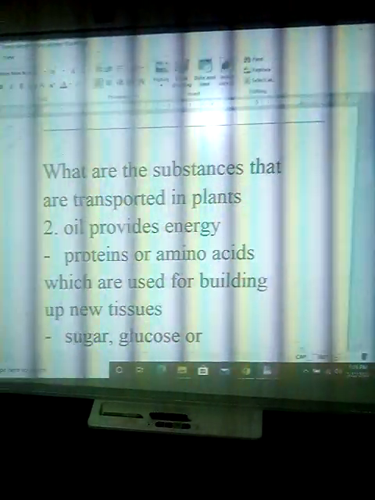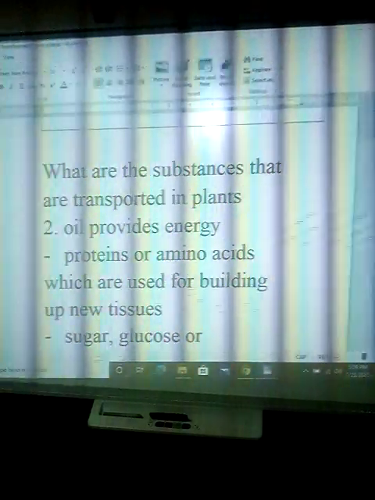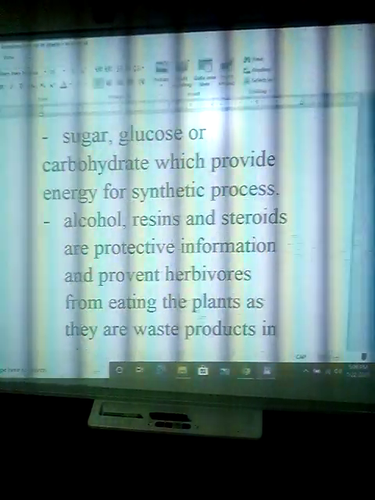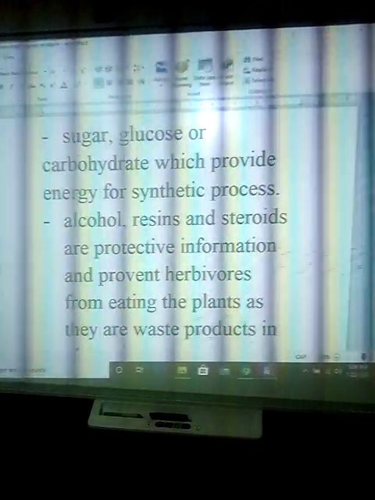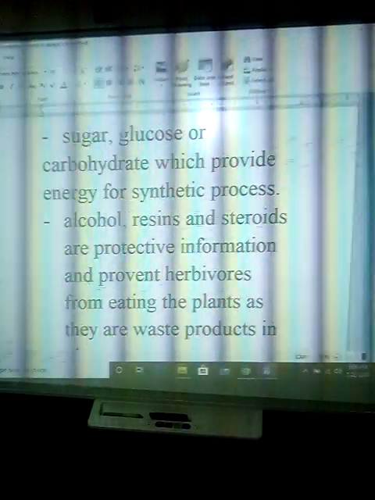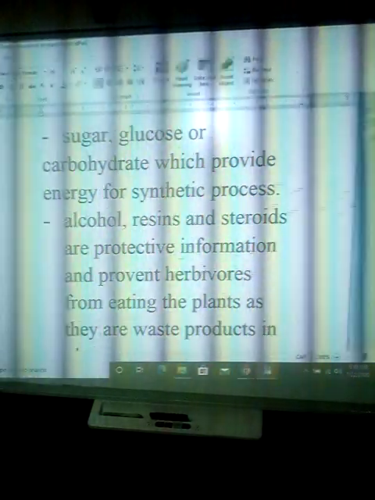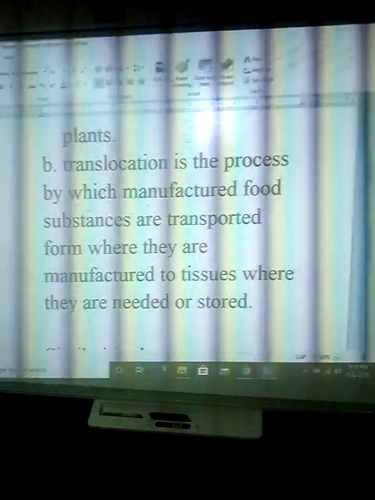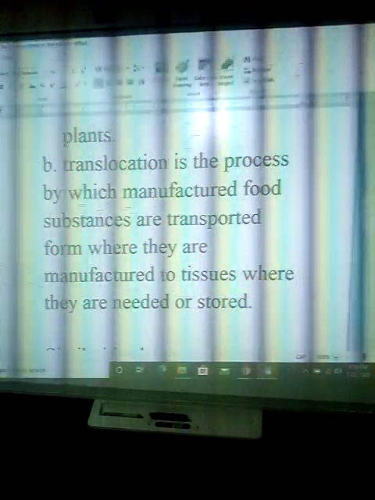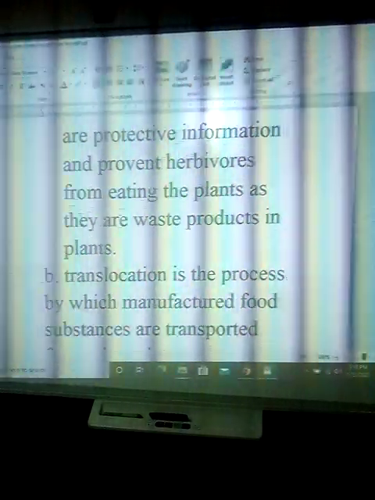Now what are the substances that are transported in plants? We talk of oil or resin, which provides energy, protein or amino acid, which is used for building up tissues, sugar or carbohydrate or glucose, which provides energy also. Alcohol, resin, and steroids have protective functions. They are protective in what? In functions. Okay, let us take some exercise questions.